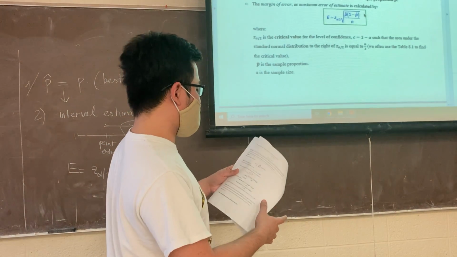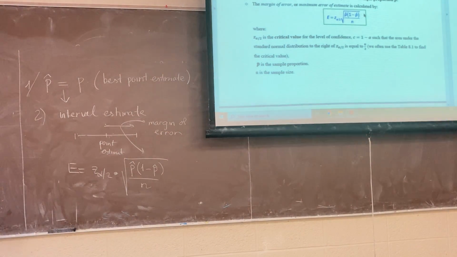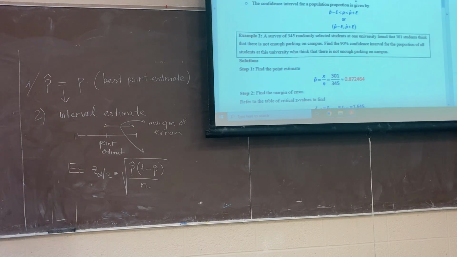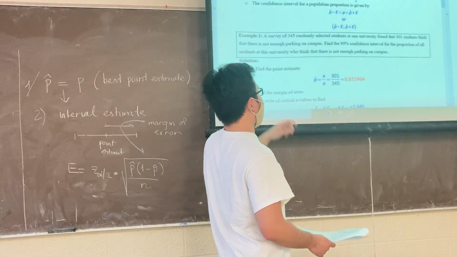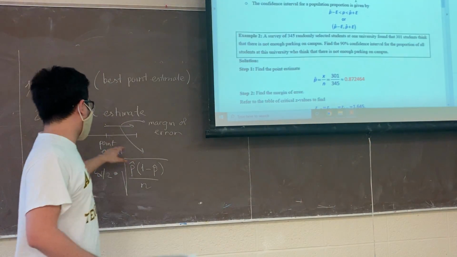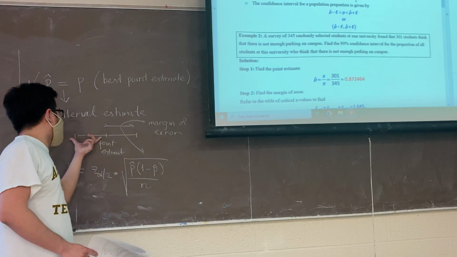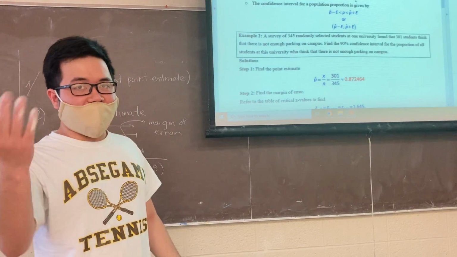And when you have the margin of error, you can find the confidence interval for the population proportion. That is the point estimate plus the margin of error and the point estimate minus the margin of error. That is the theory.